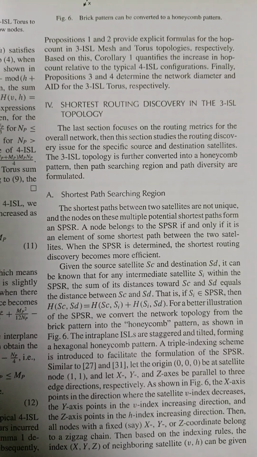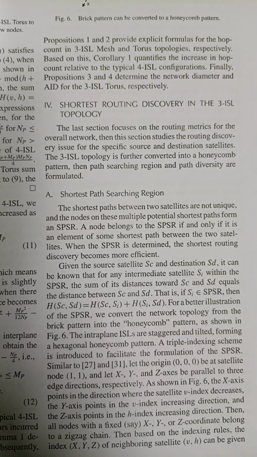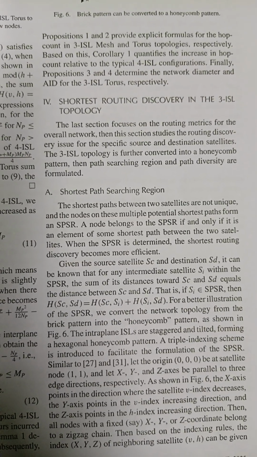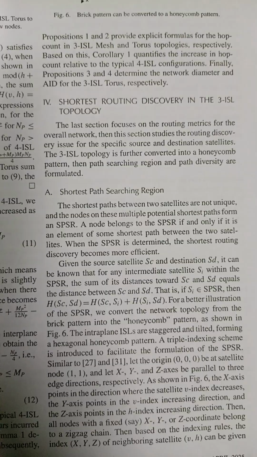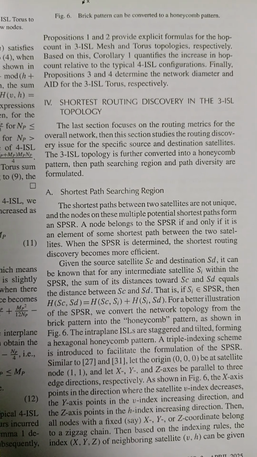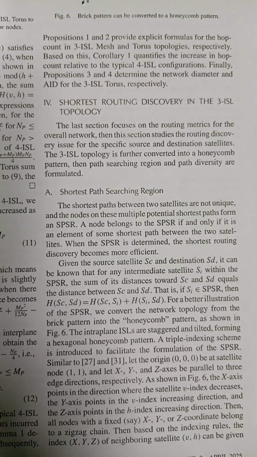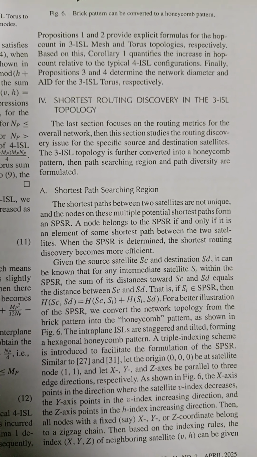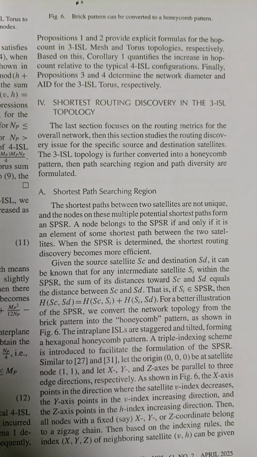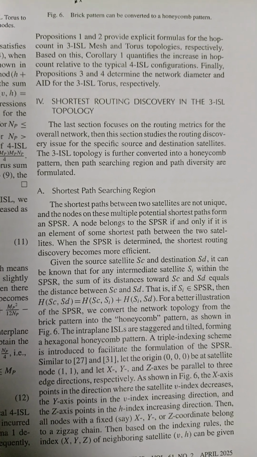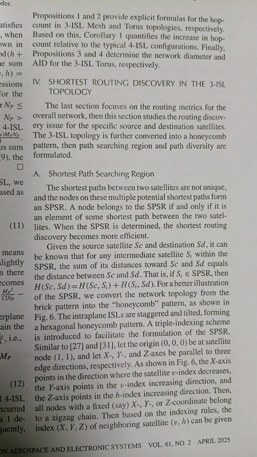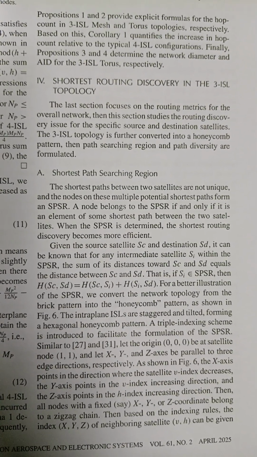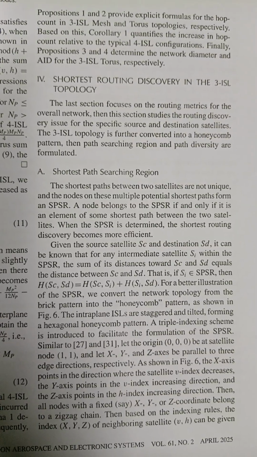Let the origin (0, 0, 0) be at the satellite at node 1, 1, and let the x, y, and z axes be parallel to the three edge directions respectively. The x-axis points in the direction where the satellite v-index decreases. The y-axis points in the v-index increasing direction, and the z-axis points in the h-index increasing direction. Then all nodes with a fixed x, y, or z coordinate belong to a zigzag chain.